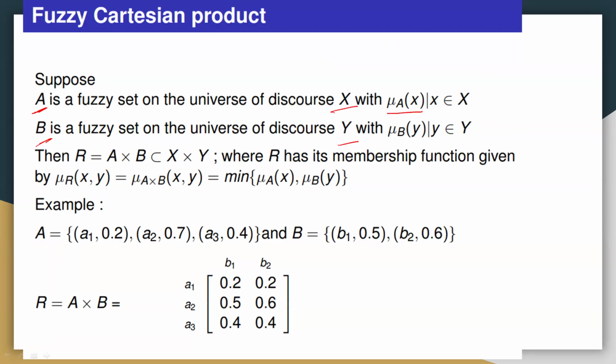So you can say fuzzy set membership value of each element x that belongs to the universe of discourse capital X on the fuzzy set A is given here, and mu of y for the fuzzy set B, where y belongs to the universe of discourse capital Y. So we can say a relation A cross B, the Cartesian product, is a subset of the Cartesian product of the universes of discourse, that is X cross Y.